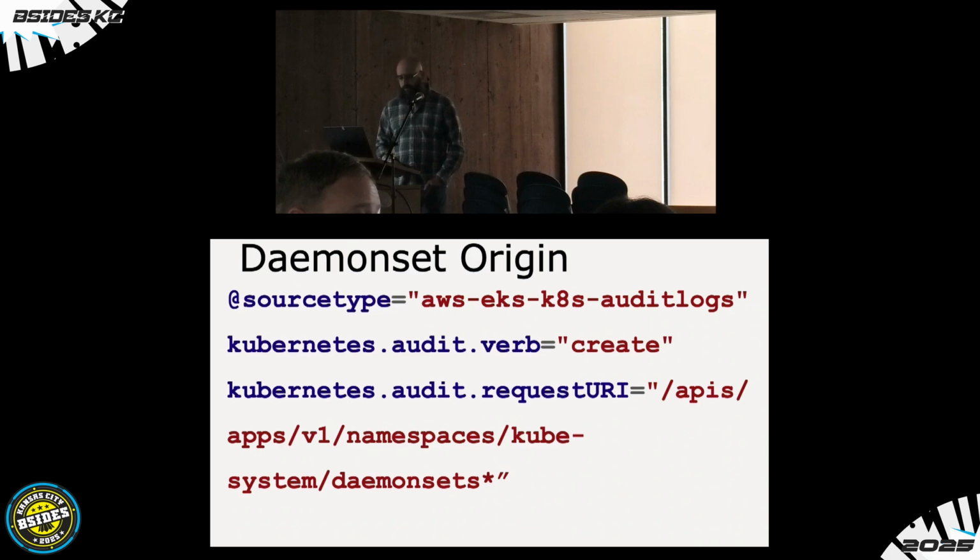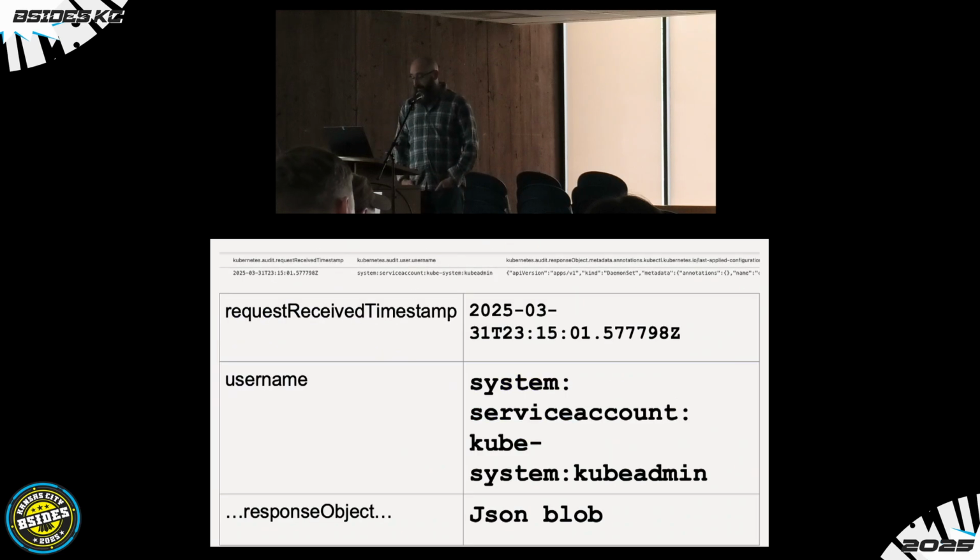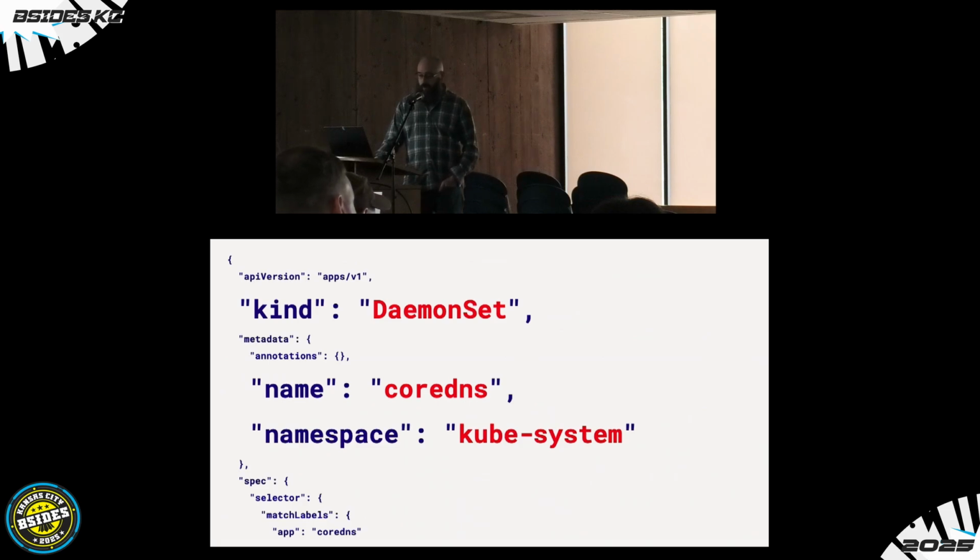So back to our LogScale query here, we're looking for the audit verb of create still, but we've modified our request URI to now say, show me any new daemon set that's been created. That way you can say, what's been created. And then we get this event back that says the username system service account kube system kube admin created this. And we've got this JSON blob that we break out down here. So we've got the kind of daemon set, which aligns. We've got the name of core DNS, which aligns with the pod name that we've been seeing. It's in the kube system namespace.